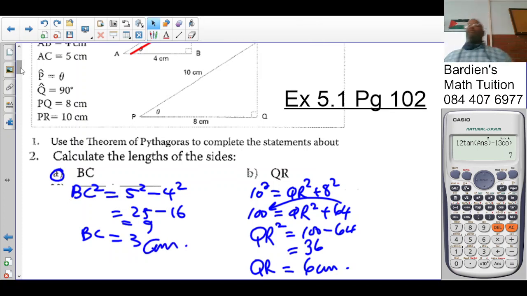Do you all understand, people? Any confusion? No. The next question. Complete the statement about the sum of the interior angles of a triangle. Complete that statement in number 3.